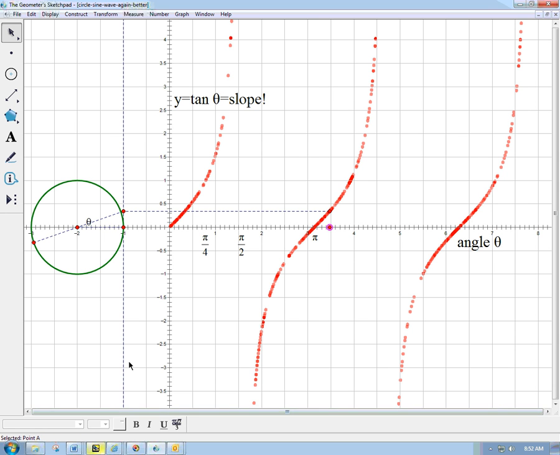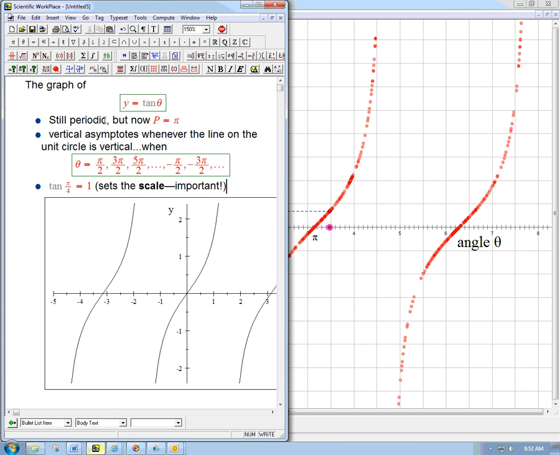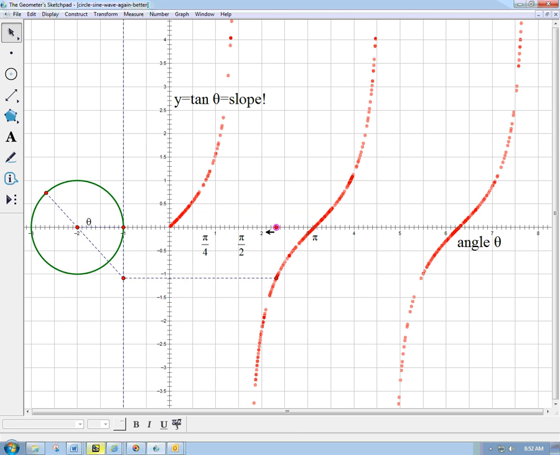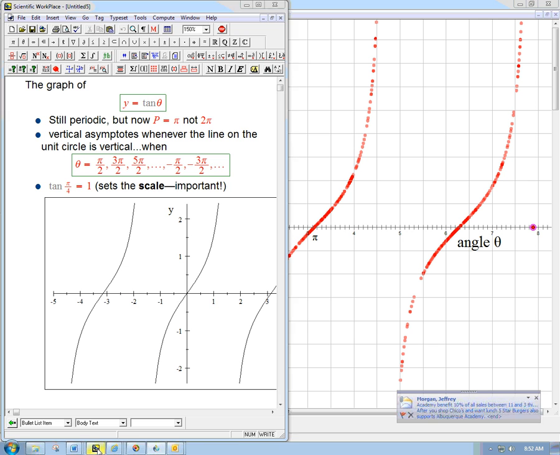Okay. So a summary of that would be, let's see, graph of tangent. It's still periodic, but now the period is equal to pi, not 2 pi. Vertical asymptotes, and where are they? It's wherever the line on that unit circle is vertical, and that came in at pi over 2. 3 pi over 2 is right around in here. You can see the point down here. That's the 3 pi over 2 point. And 5 pi over 2, I can just barely get to that. 5 pi over 2, that's going to be here.